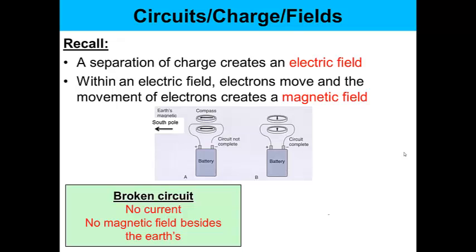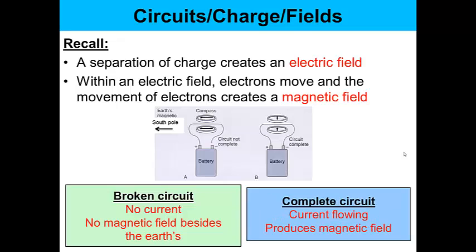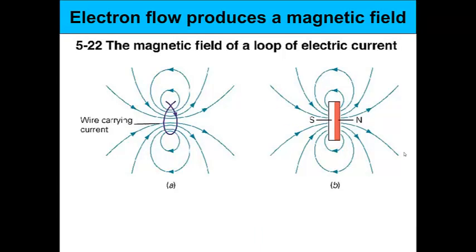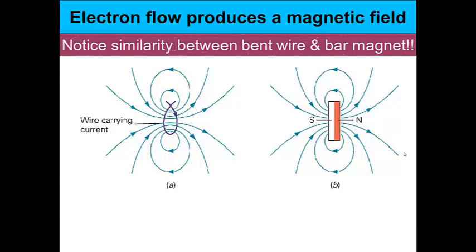In the second picture, you have a completed circuit, so that completed circuit is creating a magnetic field, and the current flowing produces a magnetic field which reacts with the magnet in the compass and causes it to point towards the magnetic field produced by the wire and the battery. Electron flow produces a magnetic field.